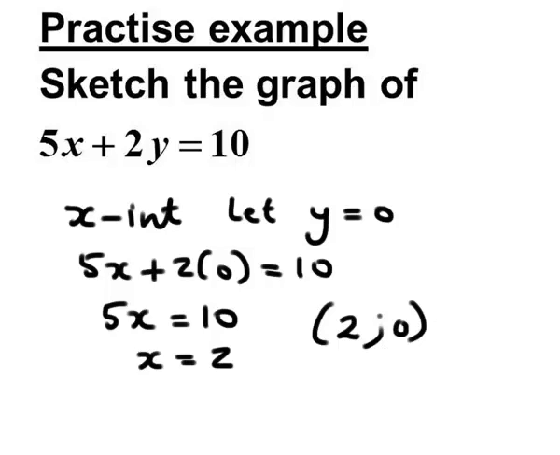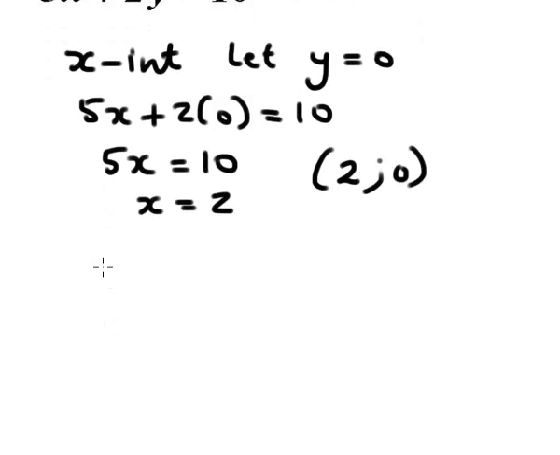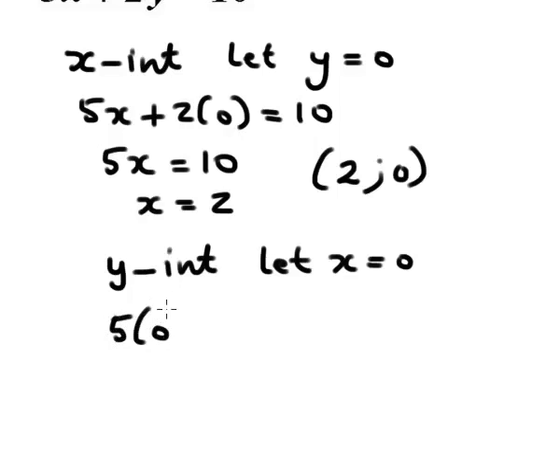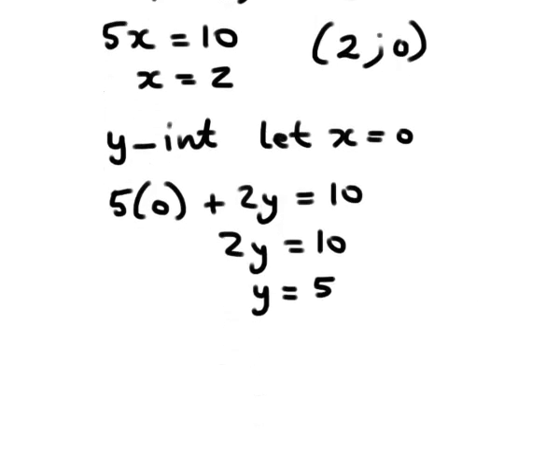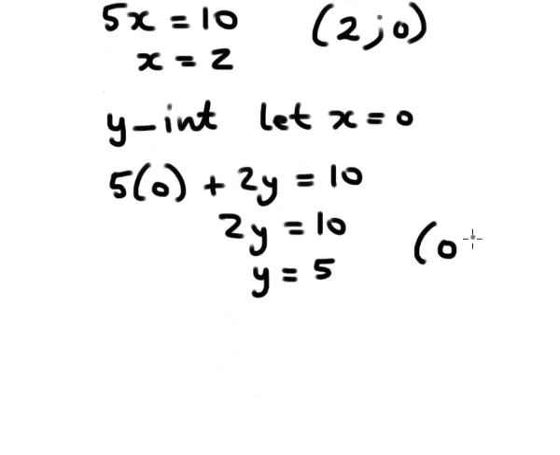Okay. Your y-intercept, we let x be equal to naught. So you've got your 5 times x plus 2y is 10. That's naught, so 2y is 10 and y is equal to 5. Okay, here we go. So what is the y-intercept? Naught and 5. Okay, there we go.